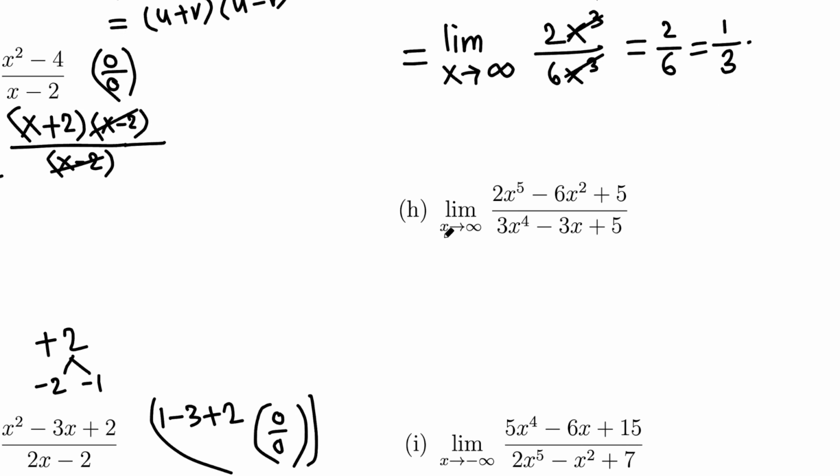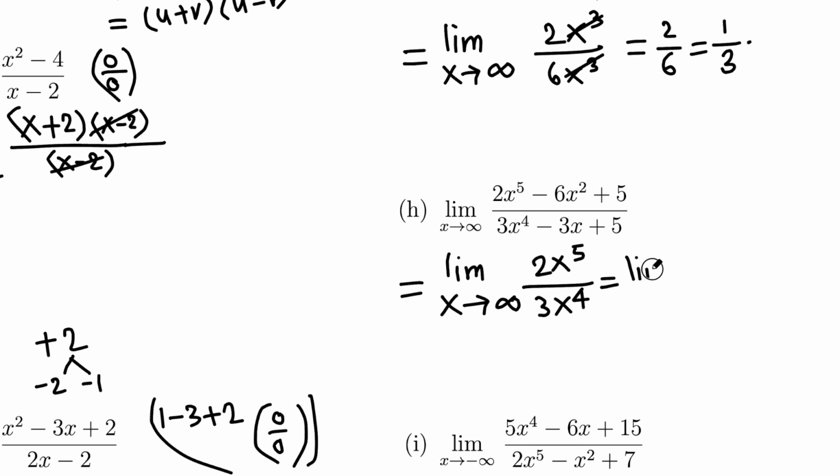Okay, same thing here because x goes to infinity. So limit x approaches to infinity. On the top, leading term 2x5. On the bottom, leading term 3x to the 4th. So let's simplify now. 5 copies of x, 4 copies, we can cancel 4 copies, just 1 copy left on the top. So 2 times 1 copy of x over 3.